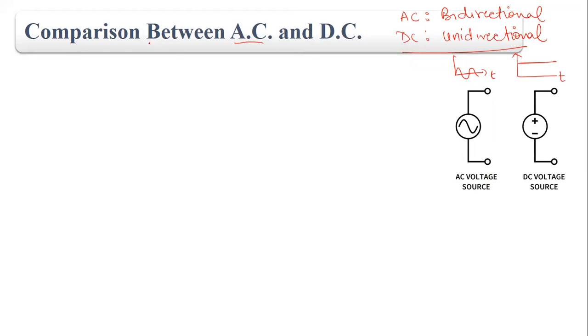As far as the comparison is concerned, the first comparison is on the basis of the symbolic representation of the AC voltage source and DC voltage source. An AC voltage source is represented in this way, and a DC voltage source, as we have already seen, is represented in this way. An AC voltage source has a sine wave inside, or a sine wave encircled. This symbol can be used for both AC voltage as well as current source.